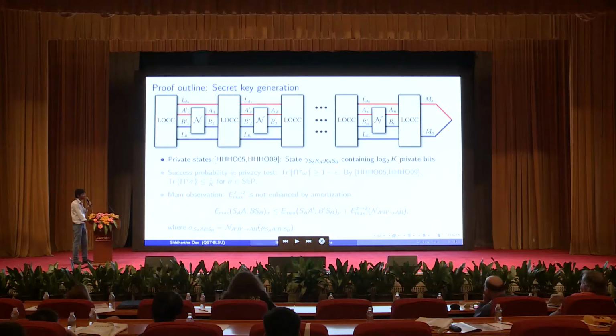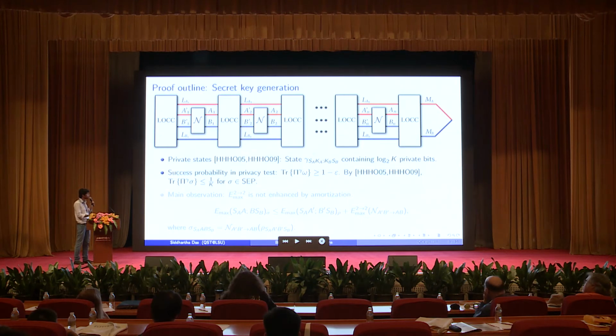So how do we arrive at this bound? The proof outline is as follows. Private states are states that contain log k private bits. This was introduced by Horodecki and Oppenheim in 2005 and 2009. We say that secret keys are distilled at the end of the protocol when you have a state omega and you project it on the private state, and the trace is greater than or equal to 1 minus epsilon. And due to Horodecki and Oppenheim, we have the result that the projection of a separable state sigma on the private state is always less than or equal to 1 over k, where k is the number of private bits.